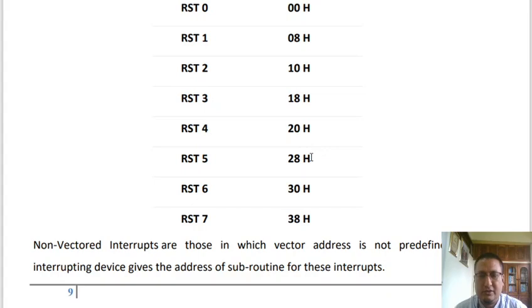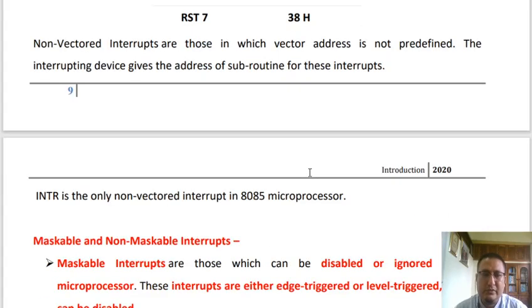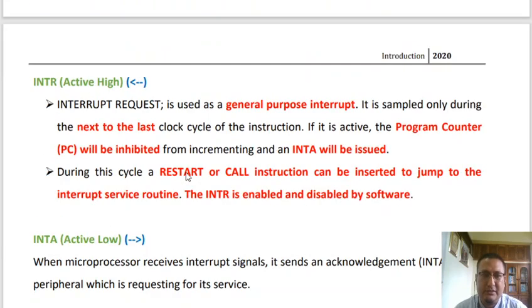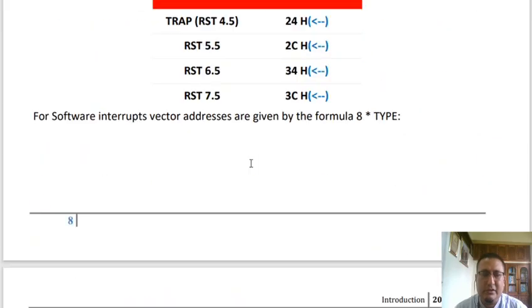Non-vectored interrupts are interrupts with which no vector address is associated, and we need to provide the vector address, or the interrupt address. INTR, as we have discussed, is the only non-vectored interrupt the 8085 microprocessor has. Whenever an INTR request is sent, we also need to specify the address of the interrupt service routine. So INTR is a non-vectored interrupt.